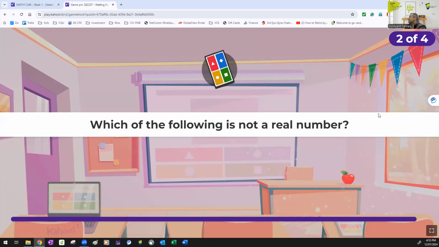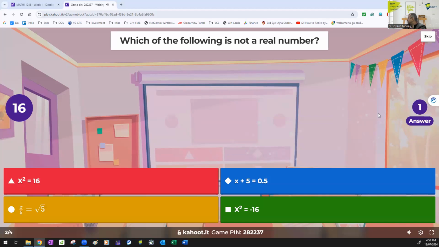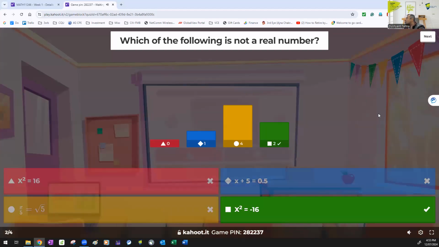Next one. Which of the following is not a real number? Only two. Non-real. Can a square of a number ever be negative? No. X squared is negative 16. Can I ask something? Can a negative number be put under a root sign? You can, but that becomes non-real, a complex number, not a real number.